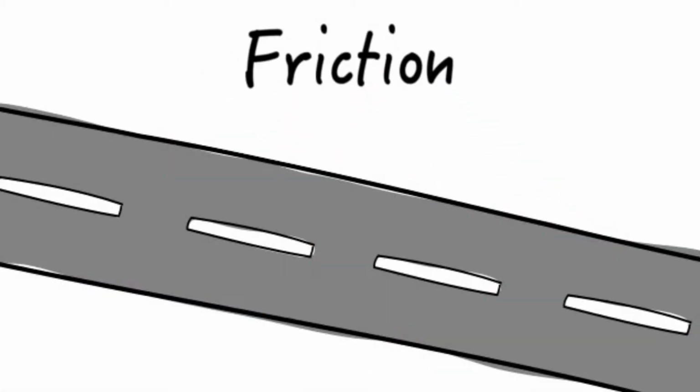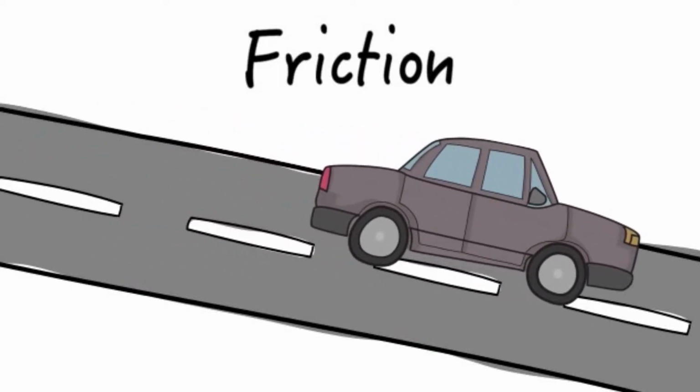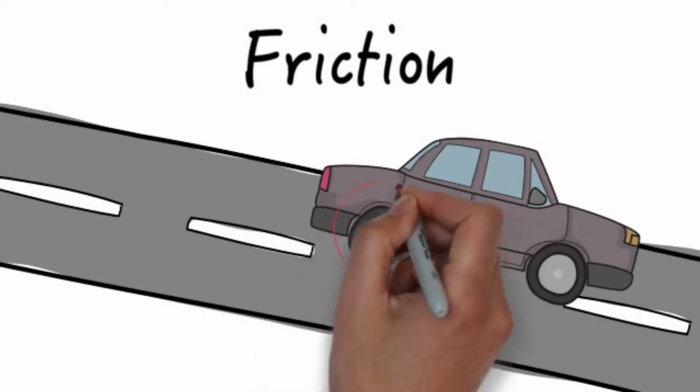Friction is the force that stops objects from sliding when in contact with one another. For example, when a car is moving and a force is no longer applied on it, sooner or later the car will stop due to the friction caused by the wheels coming into contact with the road.